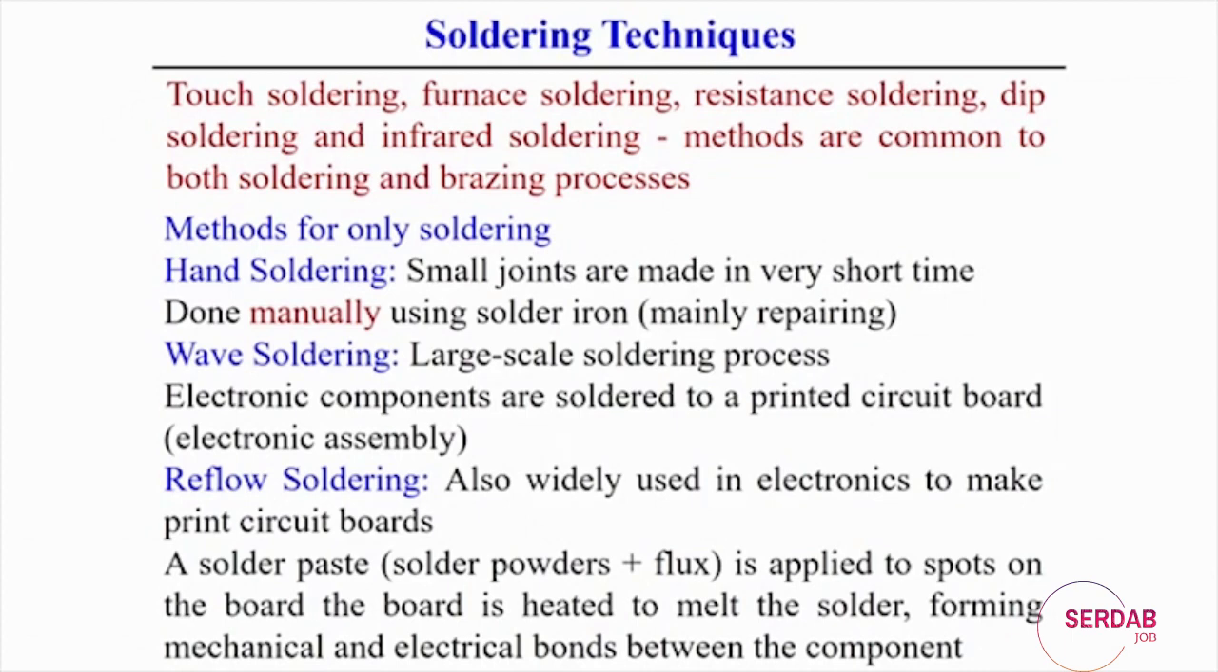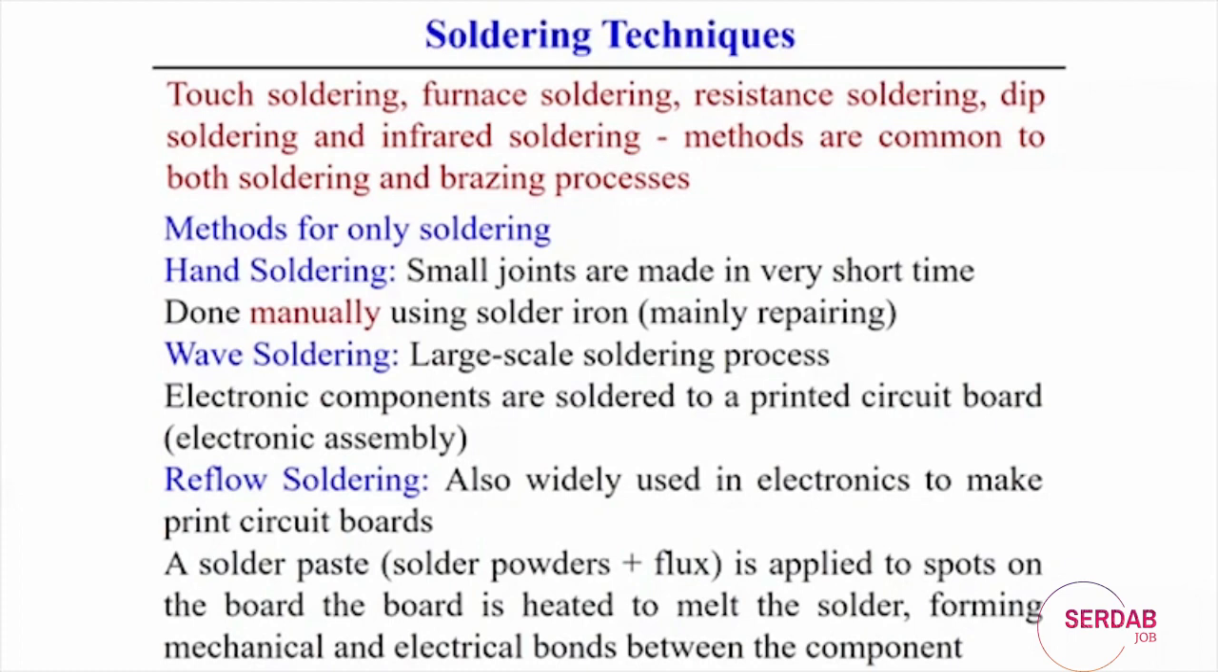First is hand soldering. Hand soldering basically means small joints can be done in a very short time period, and it is done manually using the soldering iron, and this method is mainly used for repairing purposes, since it is done only manually.